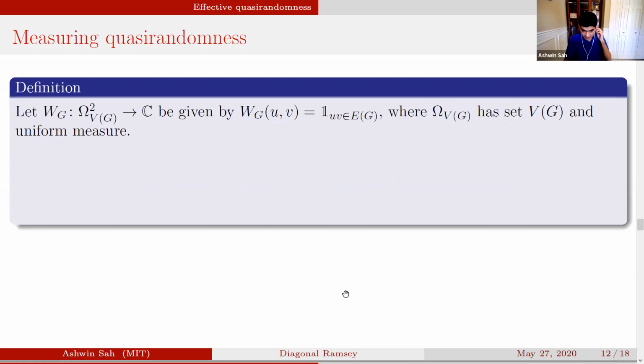And now let me set up a couple of the measures of quasi-randomness. These are going to encapsulate the notions of quasi-randomness that we already know about our Ramsey graph, so it should look somewhat familiar. Given an arbitrary graph G, and we'll really care about G being our Ramsey graph, we let W_G be a function defined on the following basis: it has underlying set the vertices of the graph, and it has the uniform measure on it.